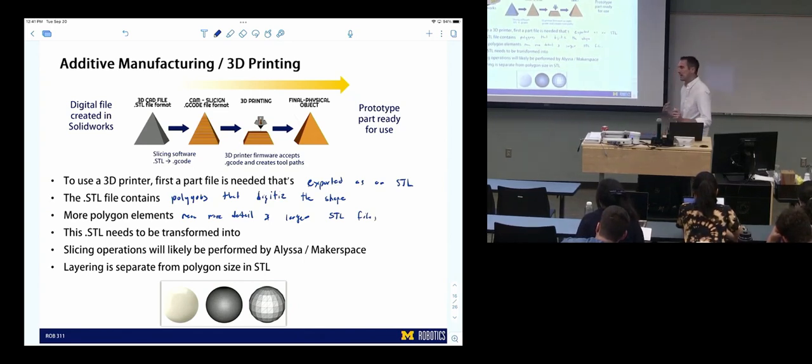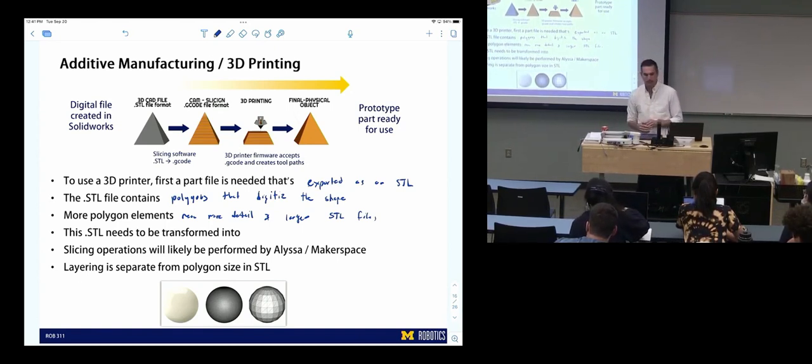Usually they're between the kilobyte to megabyte range. So when you have your part file, you go to SolidWorks, export, STL. Then you get to choose this level of detail. That's up to you and the part you're designing. I generally do relatively high levels of detail. That STL needs to be converted into printing instructions.